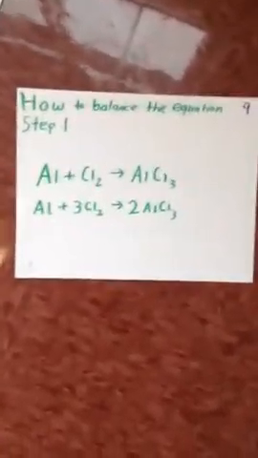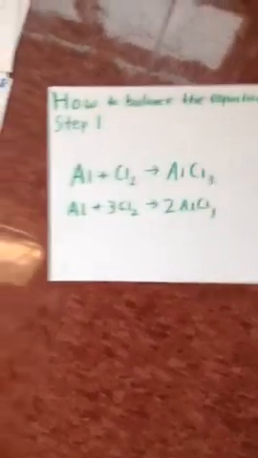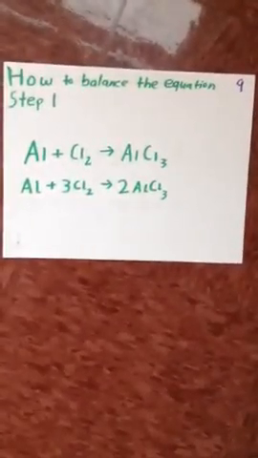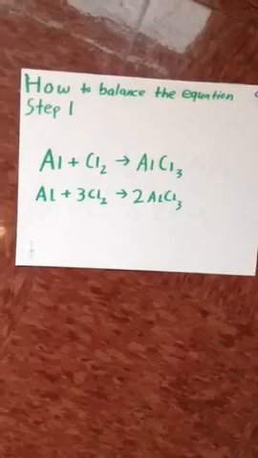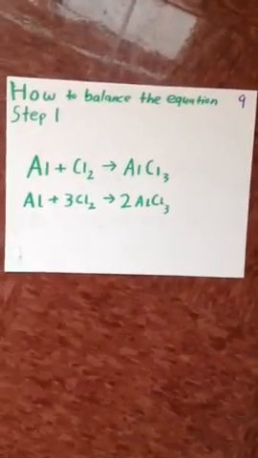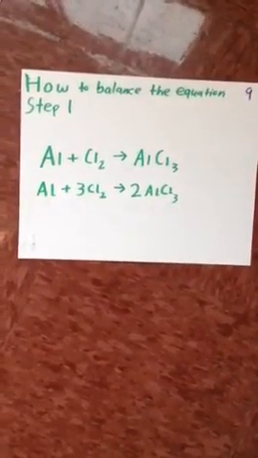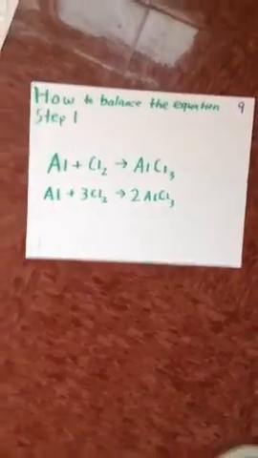How to balance the equation? First, you find a value like chlorine, and you equal it out on both sides. So I doubled the right side, and I tripled the left side of chlorine, and I got 6 atoms of chlorine on both sides.